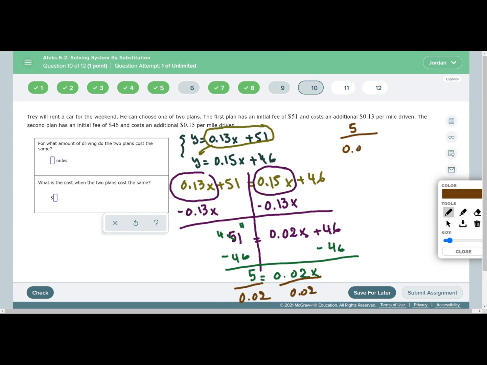Divide by 0.02. I don't have a calculator with me, so I'm going to do it the traditional way. That would be 500 divided by 2. That will be 250. So x equal to 250. And x then for driven a car, initial fee is 51, cost additional 13 cents per mile driven. So that will be 250 miles. All right, and we need to find.